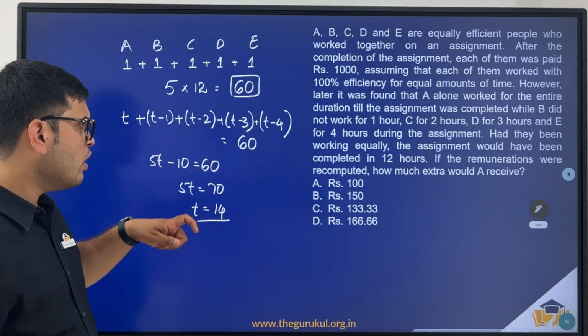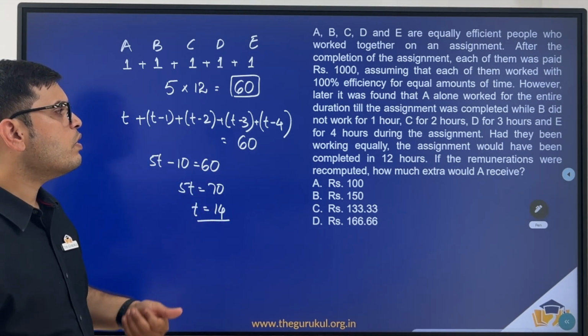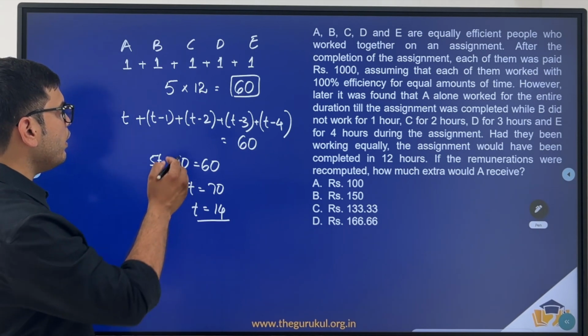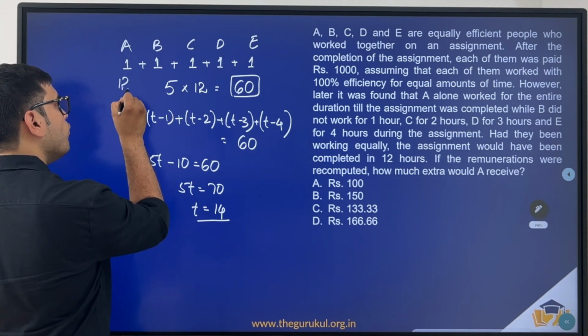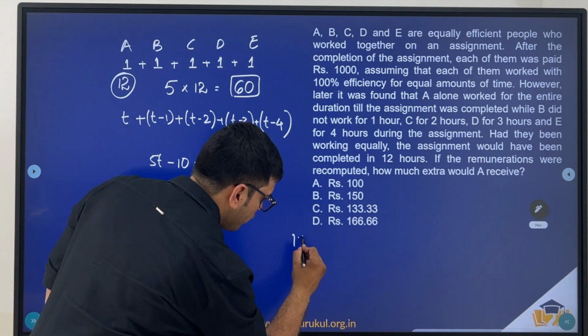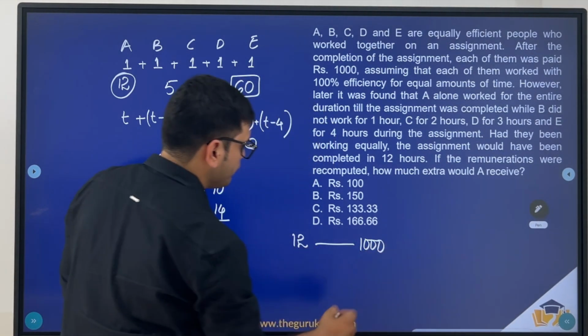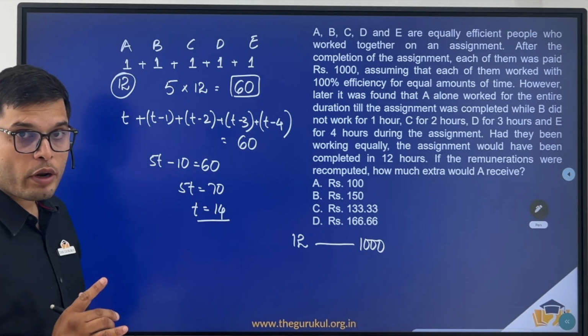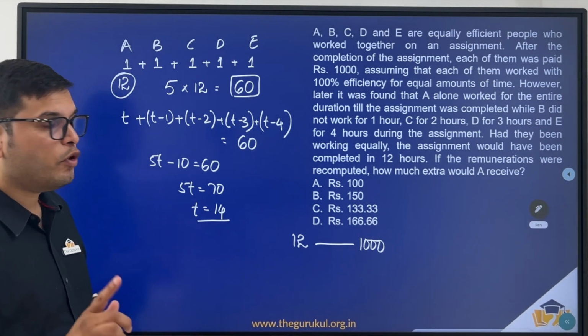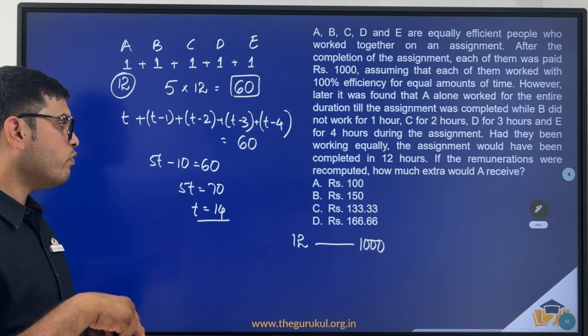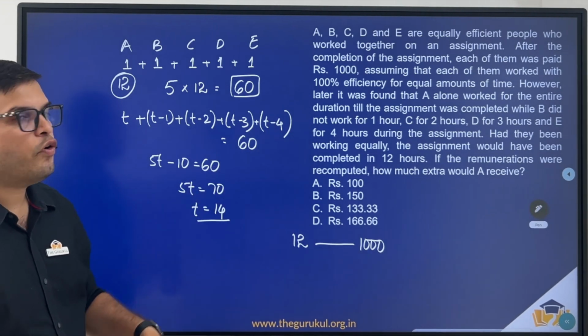Now, had they been working equally, the assignment we have considered, what was asked is, if the remunerations were recomputed, how much extra would A receive? So, in the earlier case, A was completing 12 units of work. Now, for 12 units, A will be receiving an amount of 1000, right? Now, we are not asked to find the revised remuneration. If the remunerations were recomputed, how much extra would A receive?